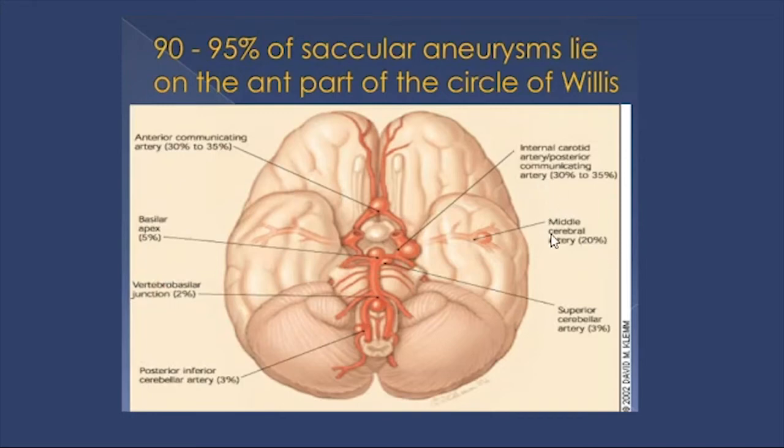Okay, my pointer is missing. The other arteries are also involved, and you can see the different locations, especially with regard to the circle of Willis. So it basically just tells you the predilection in terms of the occurrence of saccular aneurysm specifically.